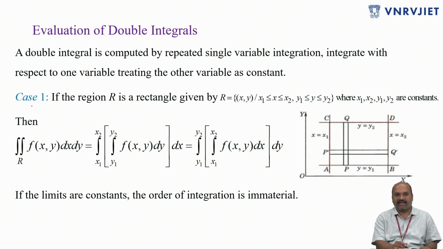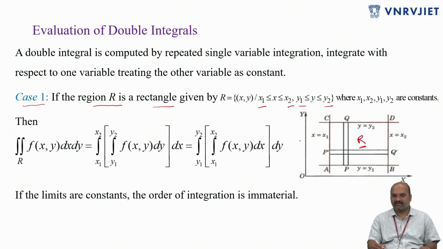See, case 1. What is case 1? Here, the region R is a rectangle. This is the region of integration. Observe here, the region is bounded by A, B, C, D. AB is a line, BD, CD, AC, which is a rectangle. So the region here is bounded by the line x is equals to x1, x is equals to x2, y is equals to y1, y is equals to y2. So it means all the values x1, x2, y1, y2 are constants.